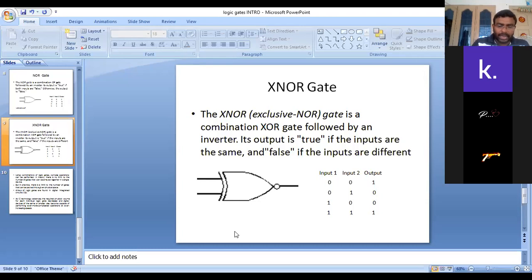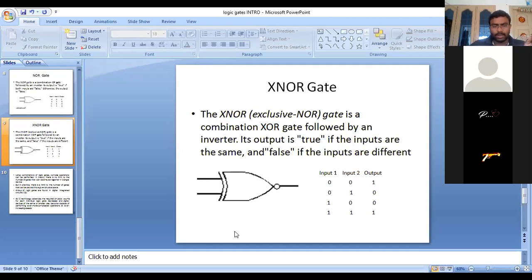Guys, is there any doubt for you in any of these gates? The first three gates, AND, OR, NOT, are basic gates, NAND and NOR are universal gates, and XOR and XNOR are derived gates. Okay guys, any doubts in these gates that we have seen so far? Any doubts, guys?